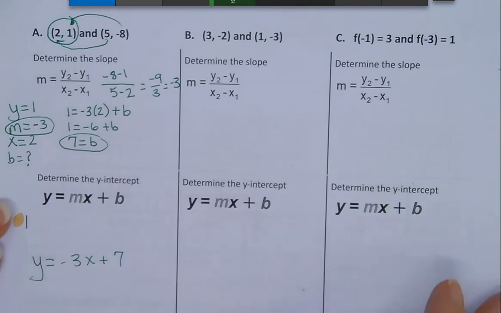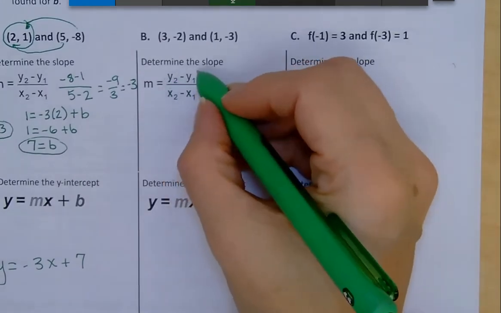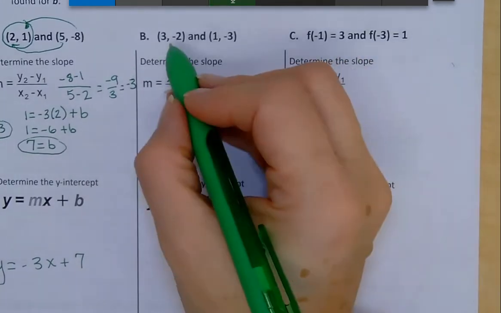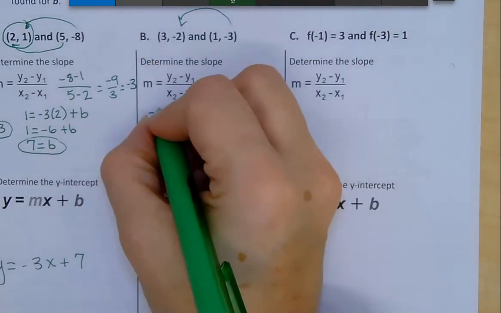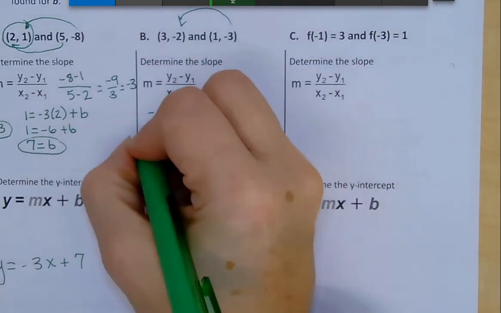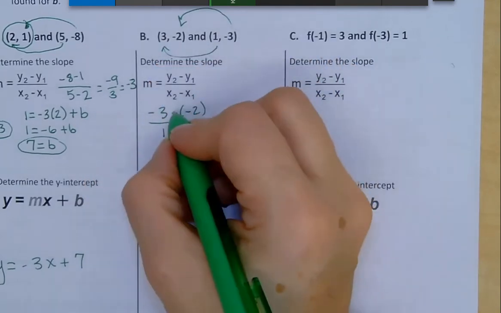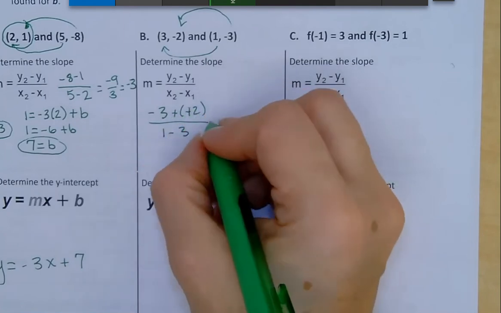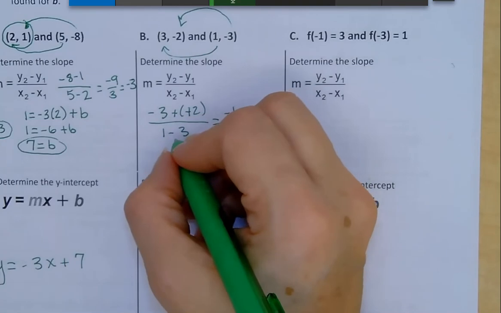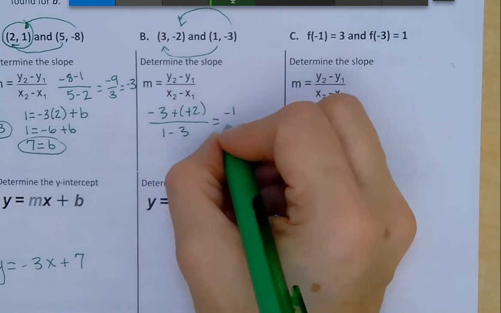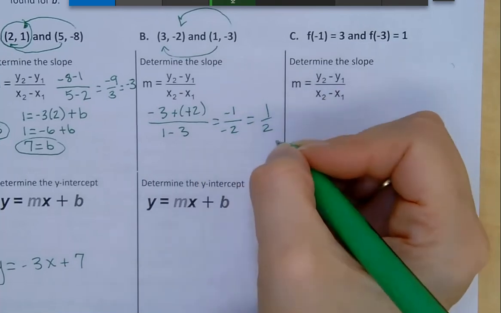Okay, I'll try to use my space better on my paper. Here we're going to determine the slope from these 2 points. So I have negative 3 minus negative 2. Don't lose your negatives. All over 1 minus 3. Subtracting a negative really means adding a positive, so I have negative 3 plus 2, that's negative 1. And I have 1 minus 3, which is negative 2. I will simplify, and my slope is 1/2.